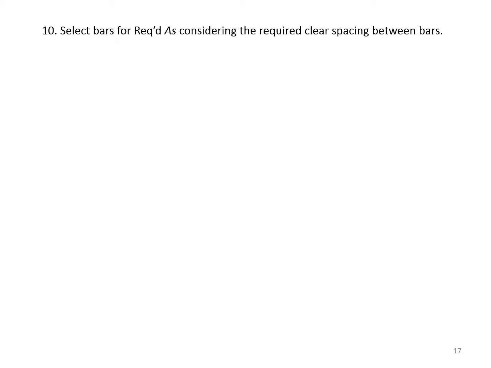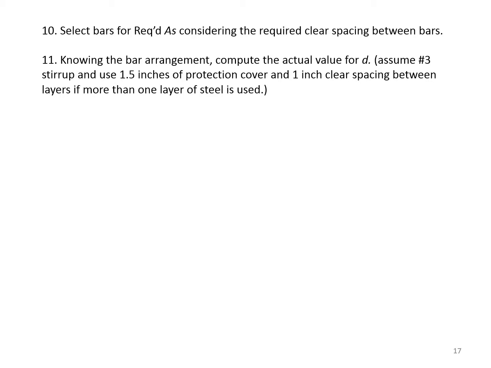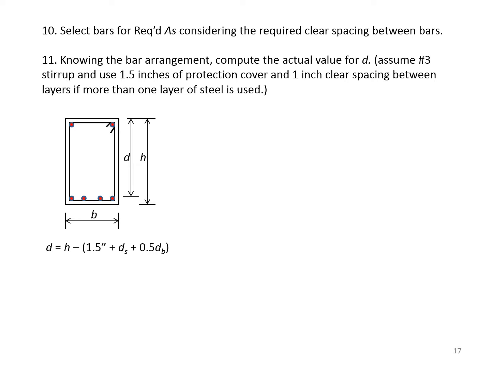Step 10. Select bars for the required As considering the required clear spacing between bars. Step 11. Knowing the bar arrangement, compute the actual value for d. You can use number 3 stirrups and use 1.5 inches of protection cover and 1 inch clear spacing between layers if more than one layer of steel is used.